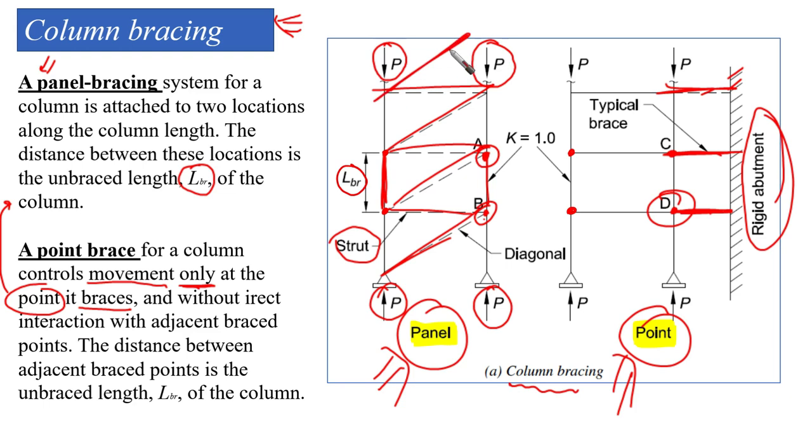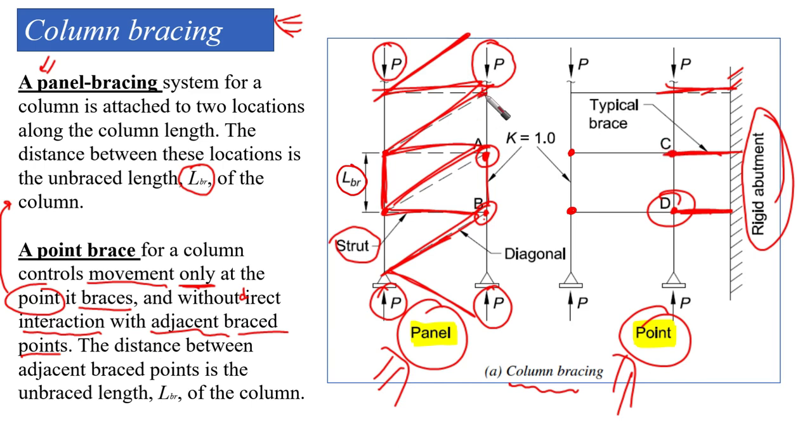For example, all points, if we are going to provide it for the entire length or for the entire parts of the column, and without direct interaction. I think here, direct interaction with adjacent braced points. That's the point: we do not have direct interaction with adjacent braced points. It has nothing to do with the adjacent braced points.